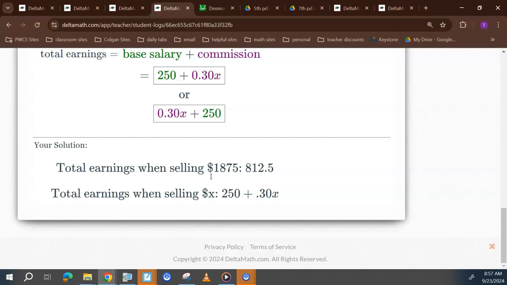Questions on that? So why would the x go with the 0.30 and not the 250? Is she getting 250 every time with her sales? No, she's just getting that regardless. So because she's getting that regardless, that's like a y-intercept. Whereas this is like your slope. You're getting that every single time for each one. So that's why the x goes with that. Okay. Other math questions?